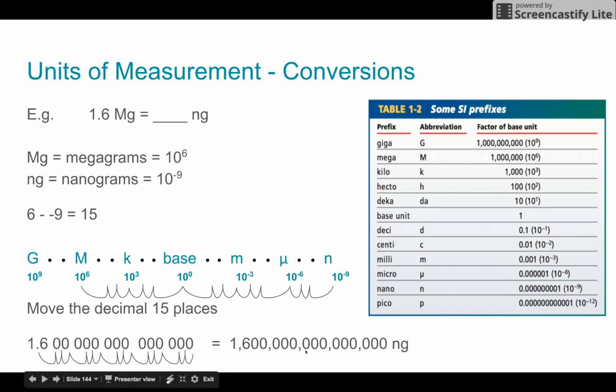Now this number looks a little bit confusing, and you might think that you don't know how to say it. I don't know how to say it either, actually. So one way that we can make it easier to understand is by putting it in scientific notation. So that looks like this. 1.6 times 10 to the 15 ng.